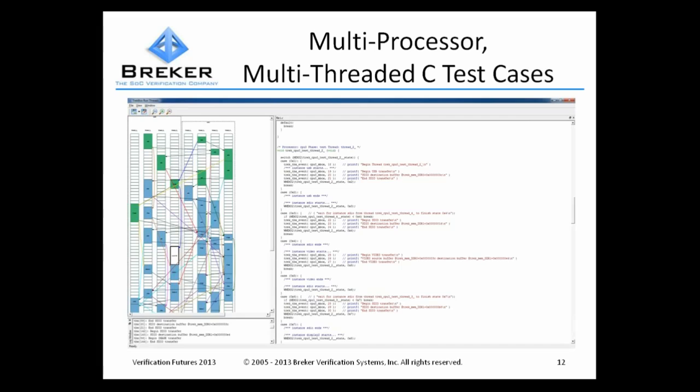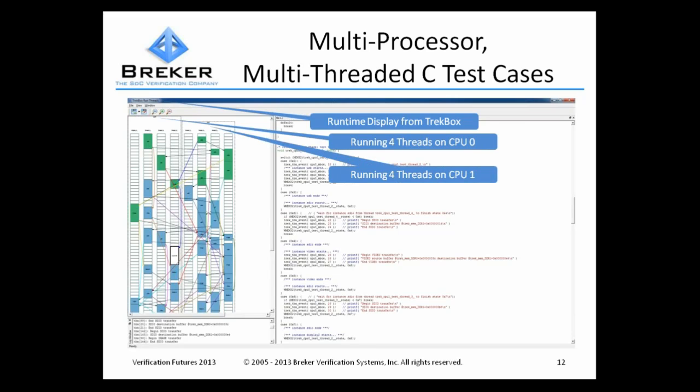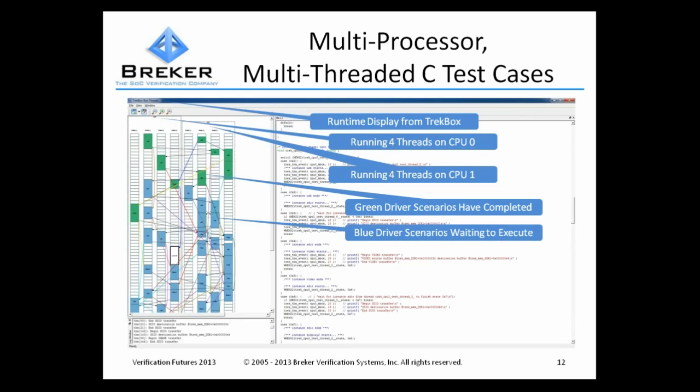So this is the latest release from the tool. This is the GUI snapshot where we have two processors running multiple threads, where all the green blocks are completed scenarios, and the blue ones are ones that have been scheduled. So this is a runtime display. It's running 4 threads on CPU 1 and 4 threads on CPU 2. So this is a typical multi-core, multi-threaded environment. So the green driver scenarios are the ones that are completed, and the other ones are waiting for execution.